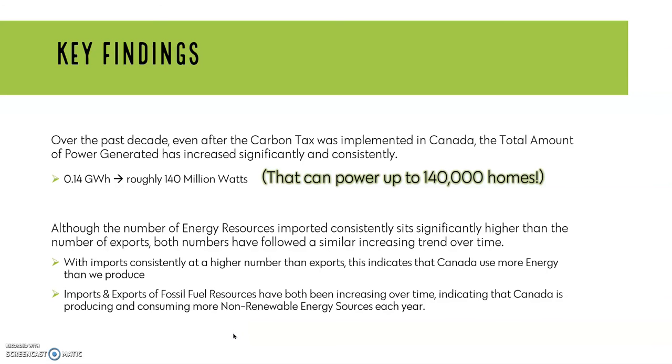Over the past decade, even after the carbon tax was implemented in 2007, the total amount of power generated has increased significantly and consistently each year. We produce 0.14 gigawatt hours, or roughly 140 million watts per year. That can power up to 140,000 homes per year.